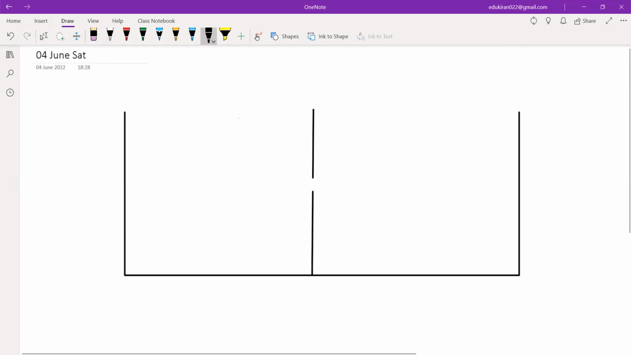Let us say that there is some kind of channel here. Okay, there is some kind of channel, and here we have a semi-permeable membrane. What will happen in a semi-permeable membrane? This is semi-permeable, SPM, semi-permeable membrane.